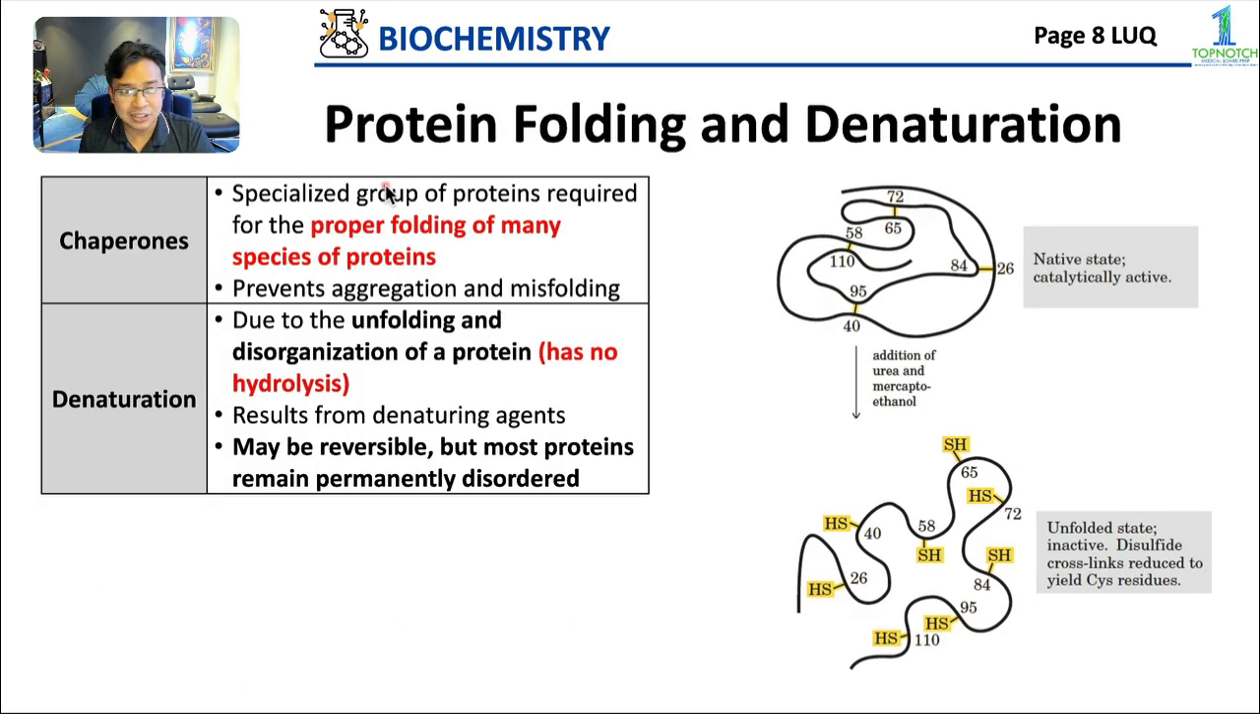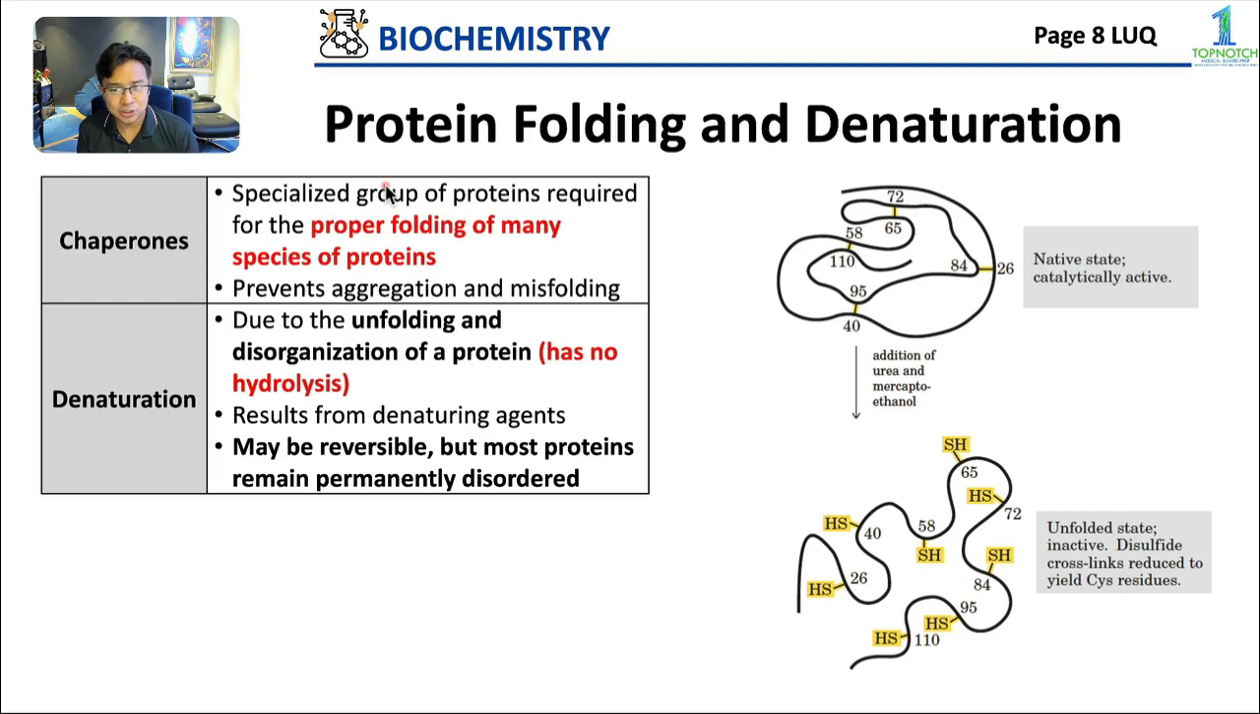Now, protein folding is very important because your amino acid sequences become functional after they change their properties depending on their folding. So, pag nabago ang fold niyan, they can differ also in function. There are actually proteins specialized for proper folding. These are known as chaperones. They prevent aggregation and misfolding in the process.